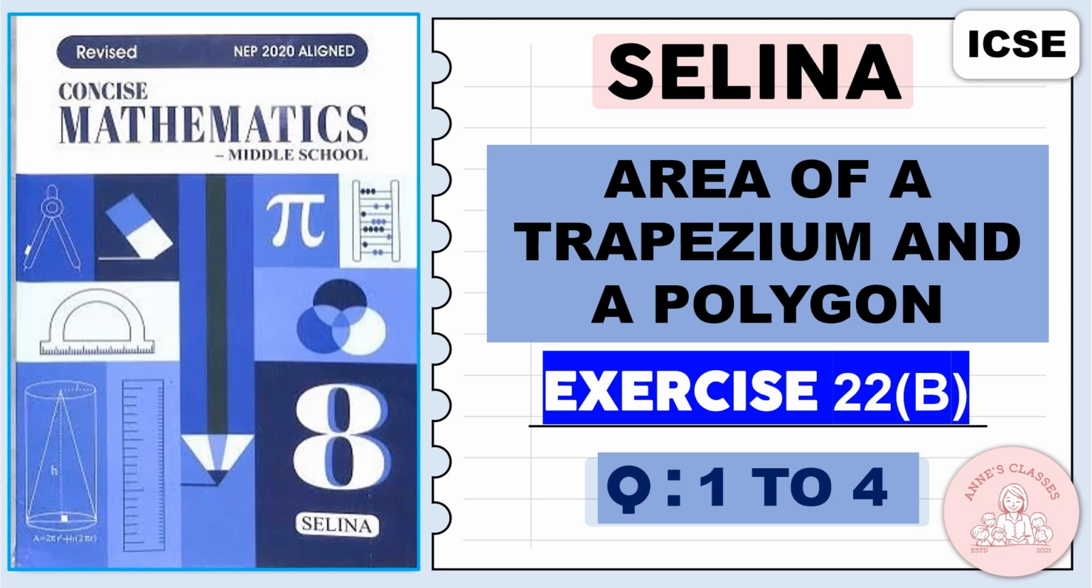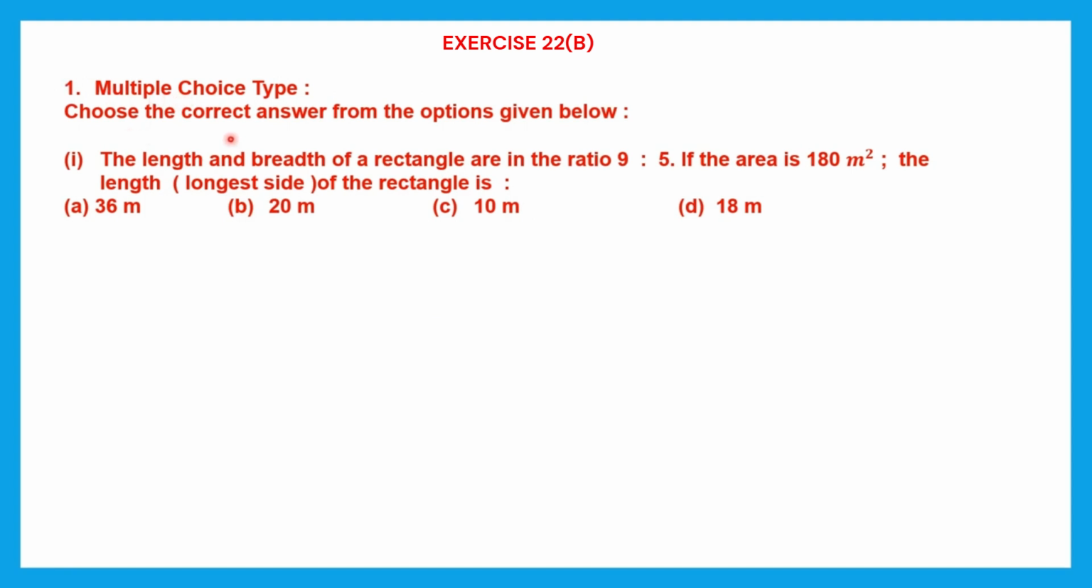Let's do area of a trapezium and a polygon, exercise 22b. The first question is the multiple choice type. So options are given, we have to choose a correct option.